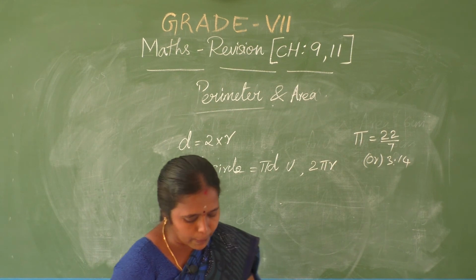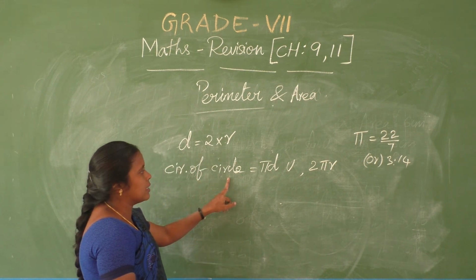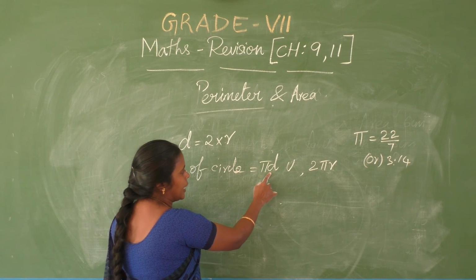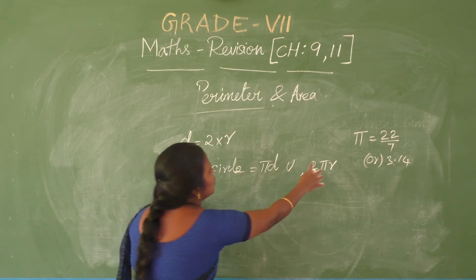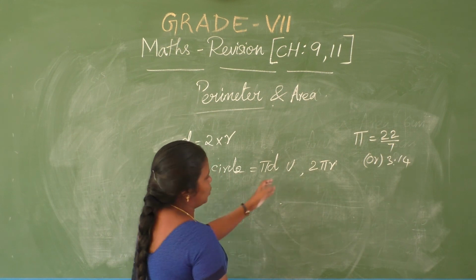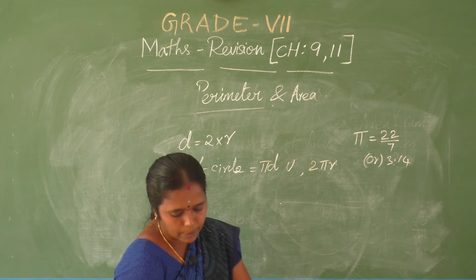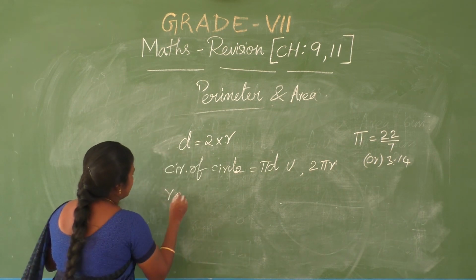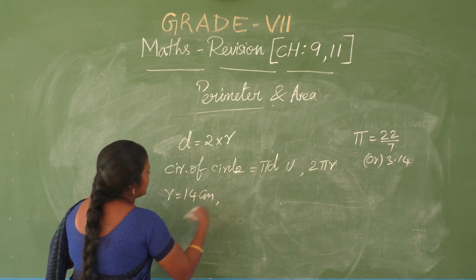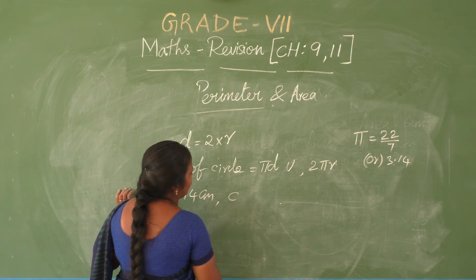Okay, so what are the formulae for finding the circumference of the circle? When the diameter is given, pi d; when the radius is given, 2 pi r. Okay, 2 times radius is the diameter, both are the same only. Okay, for example, one sum I am putting: radius is 14 centimeter. Radius 14 centimeter, find its circumference.